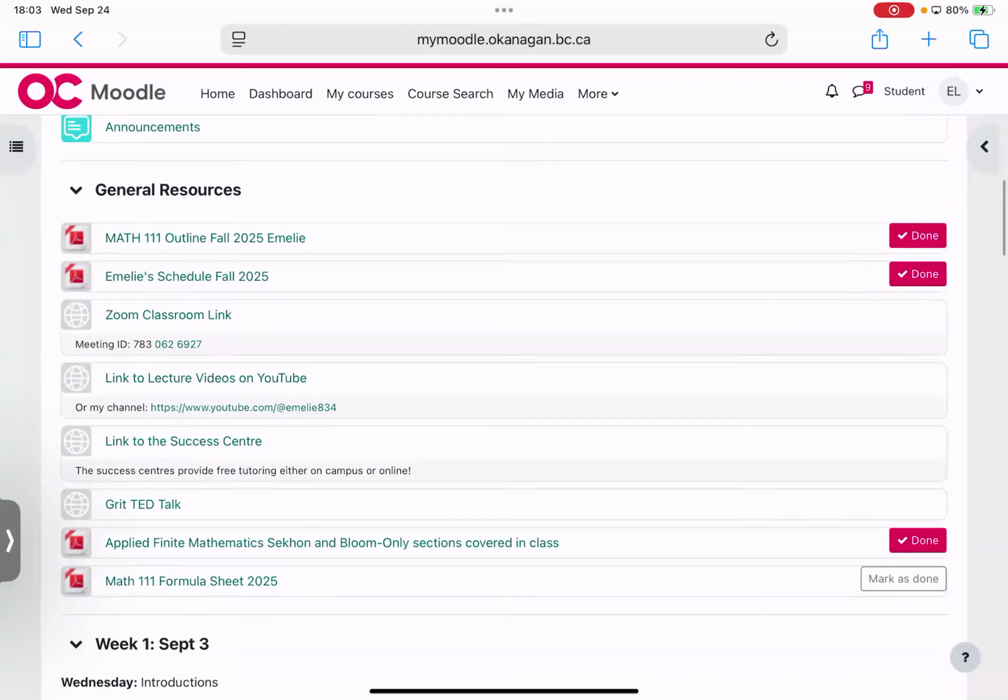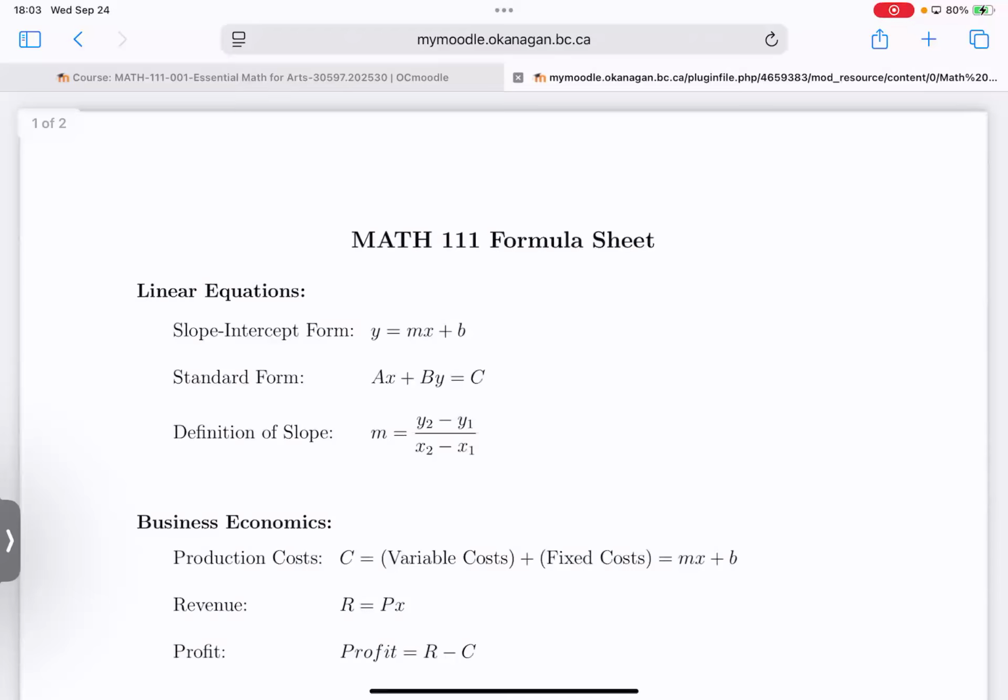I also posted the formula sheet under general resources down here at the bottom. So if you want the PDF, it's there as well.